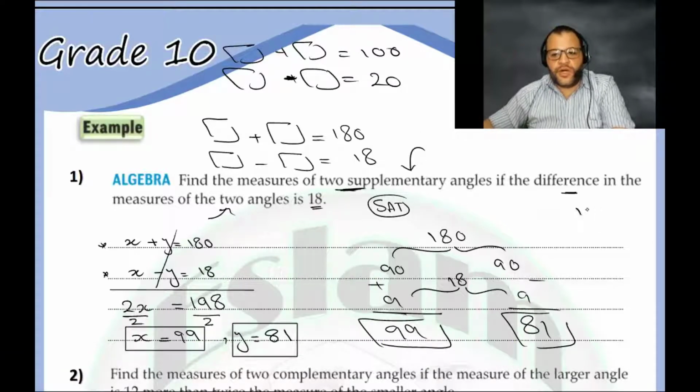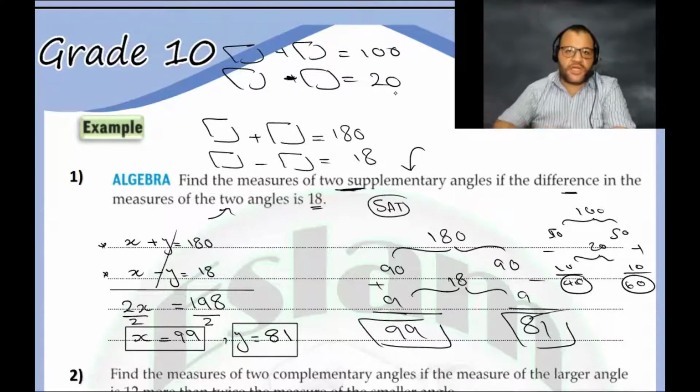With an easy way, 100 is 50 and 50, 20 is 10. 10 and 10. Subtract 1 and add 1, so this one will be 40, and this one will be 60. If you add them, the answer is 100. If you subtract, the answer is 20.